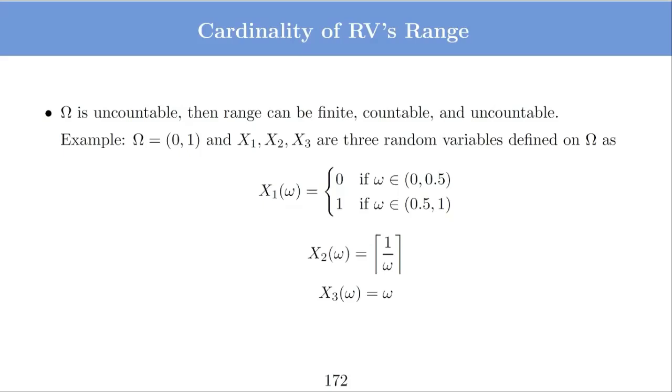And third, I can just simply take X3 of omega equal to omega. In that case, if you pick 0.1, my X3 will just display 0.1. So range will be the complete [0, 1] sample space. So in that case, my range would be uncountable. The range of the random variable will be uncountable.